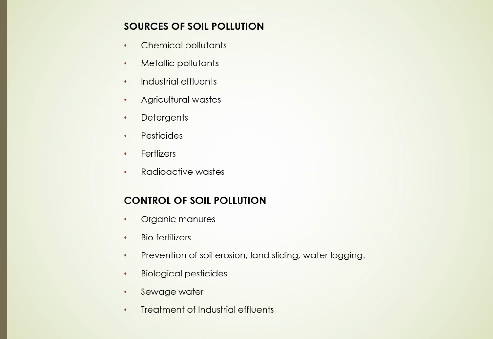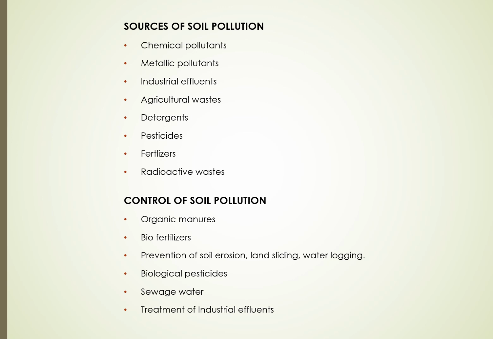Coming to the sources of soil pollution, the sources are as follows: chemical pollutants, metallic pollutants, industrial effluents, agricultural waste, detergents, pesticides, fertilizers, and radioactive waste. Coming to the control measures of soil pollution, the 3R principles of pollution control are followed to prevent soil pollution. That is, reduce, reuse, recycle.